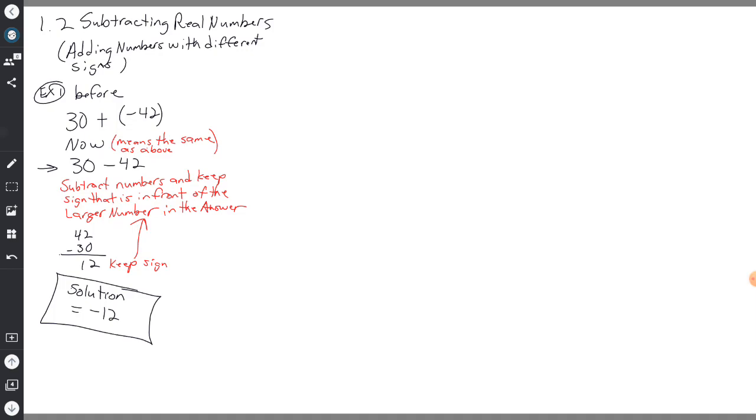Another way to think about this is going back to the bank account. If you have $30 in your bank account, it's a positive 30, right? So if you have $30 in your bank account and you go and spend 42 with your ATM card, you're subtracting $42 from that 30. So that's another way to think about it. So now you're going to have a negative balance of $12. Does that make sense?